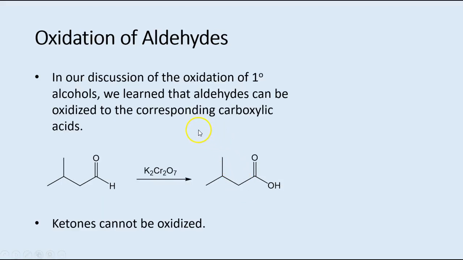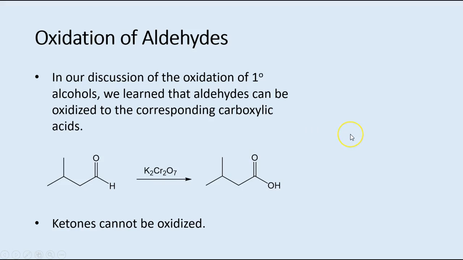I can oxidize an aldehyde. And in fact, what we learned back in the alcohols chapter was that if I oxidize an alcohol, it gets oxidized to an aldehyde, and then that aldehyde gets further oxidized to a carboxylic acid. So if I'm starting with an aldehyde, and I treat that with potassium dichromate, which we said is our oxidizing agent, that is going to give me the corresponding carboxylic acid. So this compound is 3-methylbutanal. I oxidize this with potassium dichromate, I get 3-methylbutanoic acid.